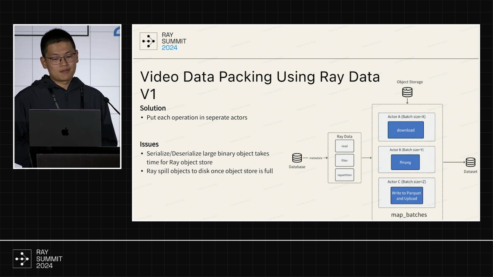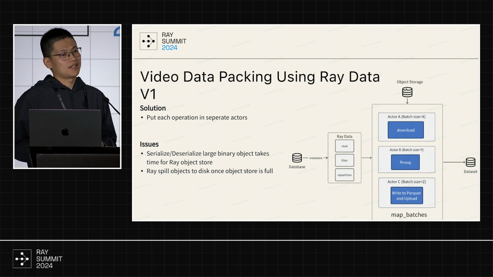So here comes our first solution and first attempt at using Ray Data to do it. You can see in this pipeline, the first step is using Ray Data to read from our database, and then do some filtering according to different conditions. Next, we repartition our Ray dataset into different blocks for future parallel processing. The next part is the video processing. We have 3 key items. The first is download.